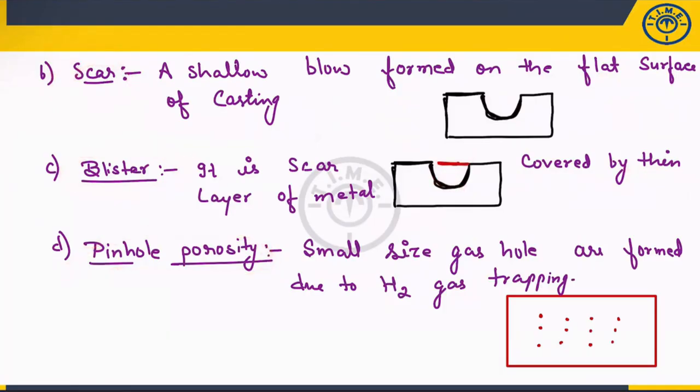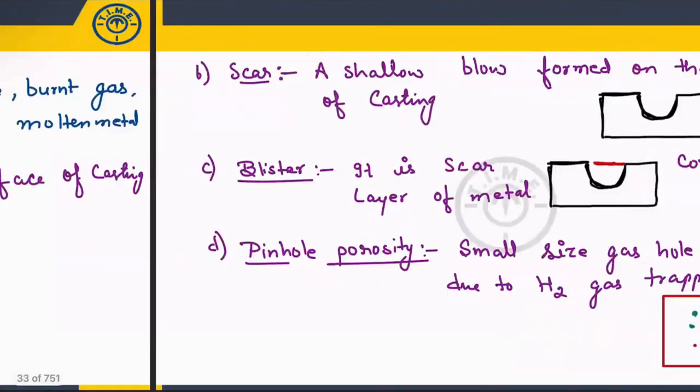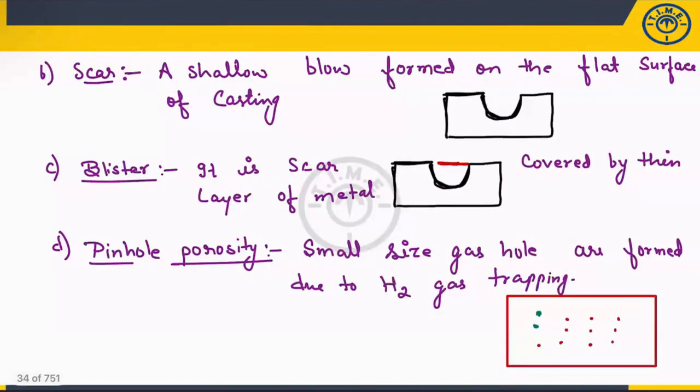Pinhole porosity means if any hydrogen gases are trapped inside the mold cavity, then due to the hydrogen gas defect you will see a small hole in the casting. That's why it is called a pinhole. The hole will be in the size of a pin. Pinhole porosity. All these things are gas defects only.